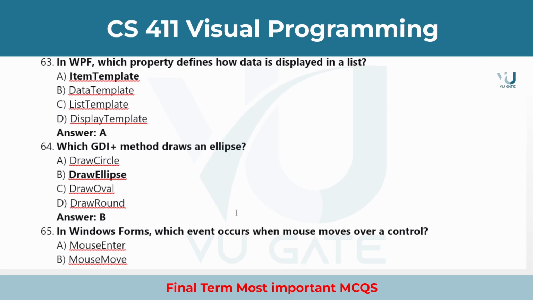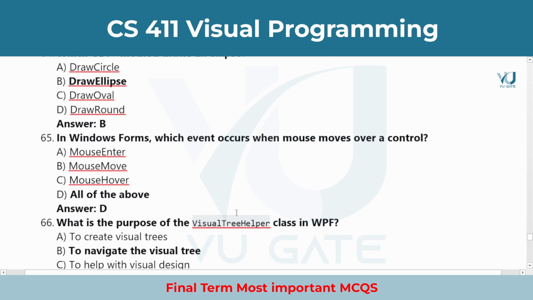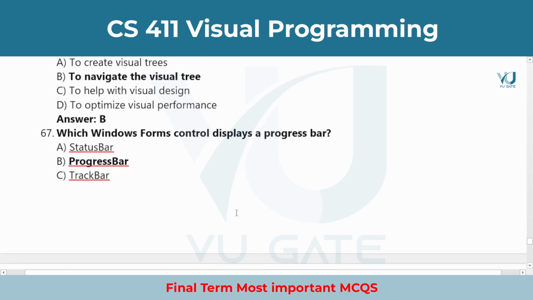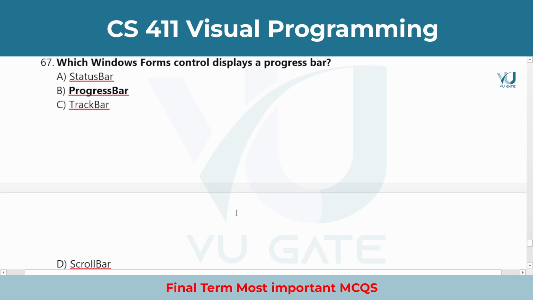Question 66. What is the purpose of the VisualTreeHelper class in WPF? The correct answer is option B, to navigate the visual tree. Question 67. Which Windows Forms control displays a progress bar? The correct answer is option B, ProgressBar.